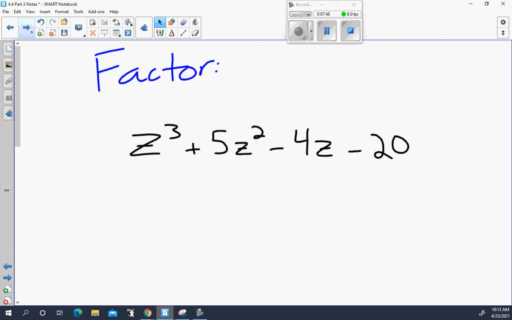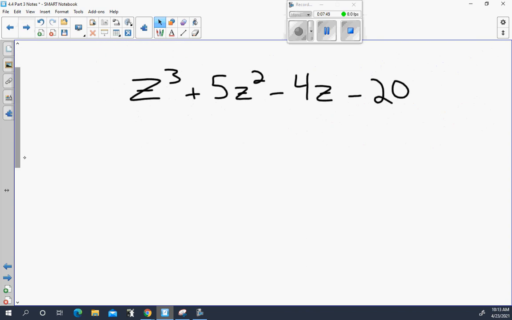Now, what we're getting into today, we have a polynomial with 4 different terms. Now we can factor this. Here's how we attack this problem. Factor half of it. So let's focus on this half.